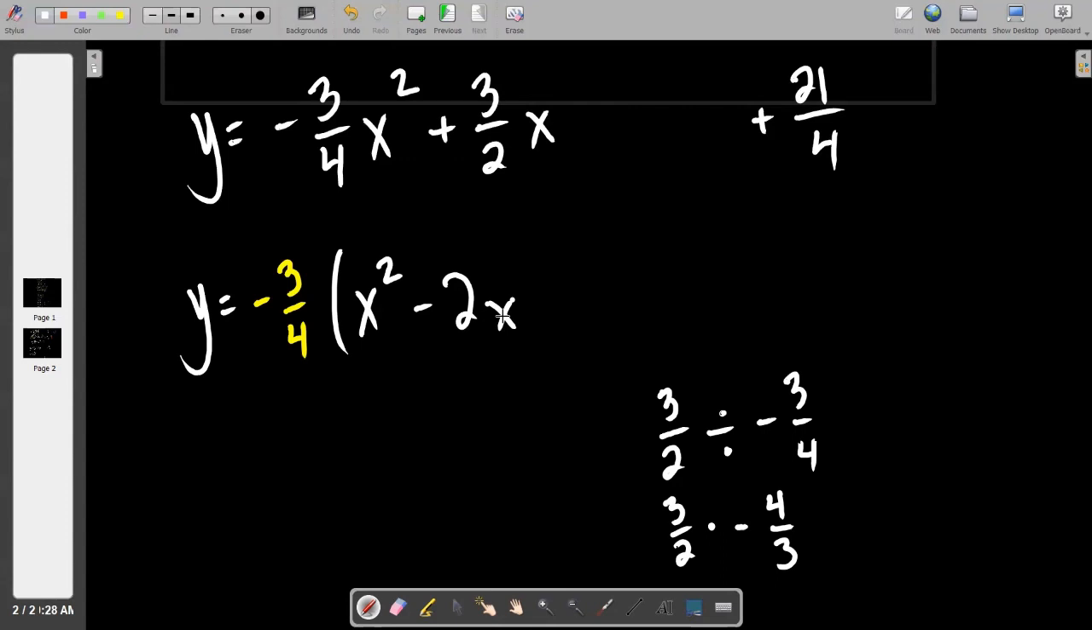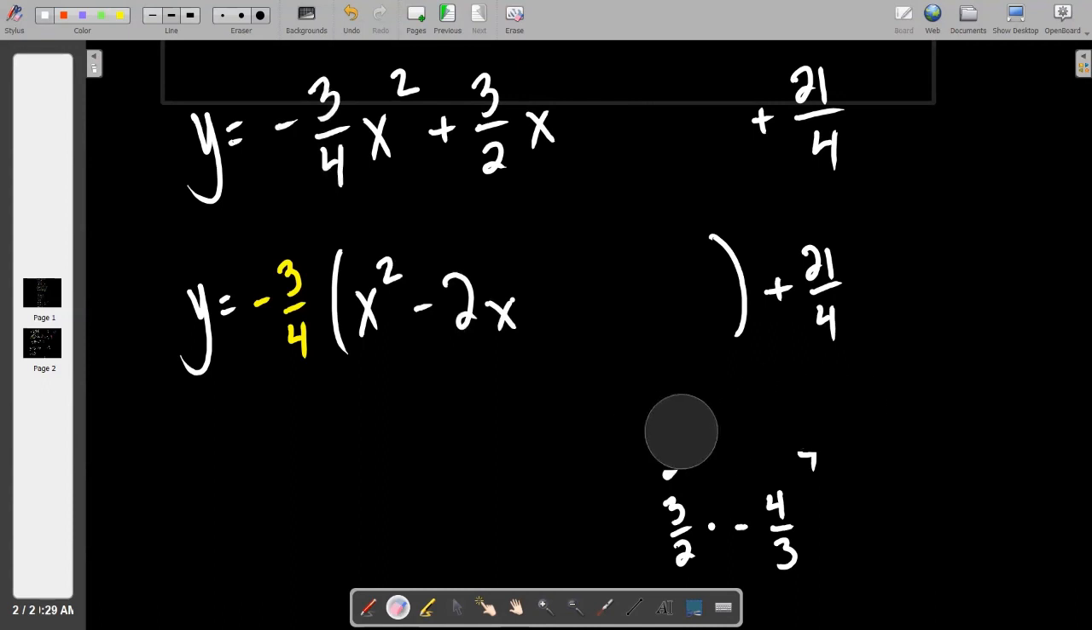And again and again, if that just doesn't feel right, if you feel like something went wrong, multiply the yellow number by what you just put and validate it and say, does it equal what I started with? All right, so I'm going to extend my parentheses. I'm going to keep 21/4 and time out, and then I'm going to complete the square.